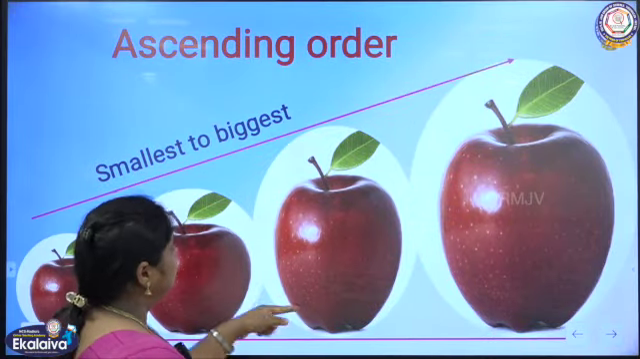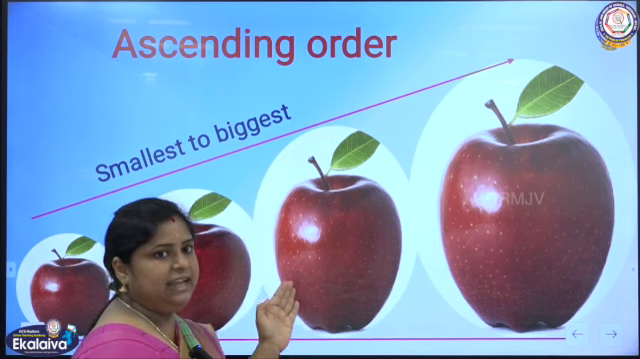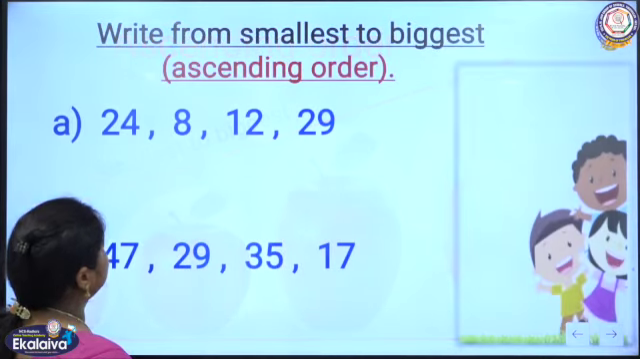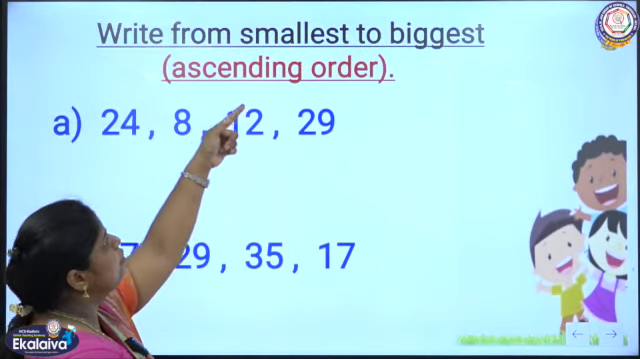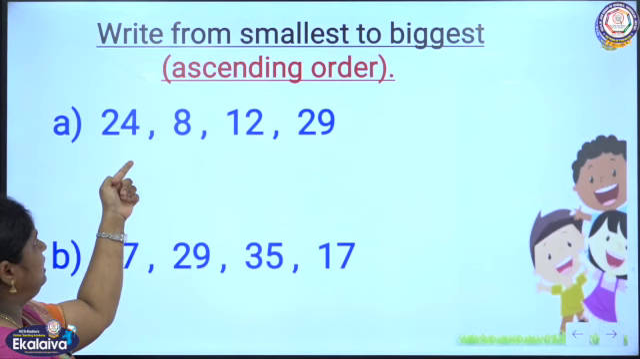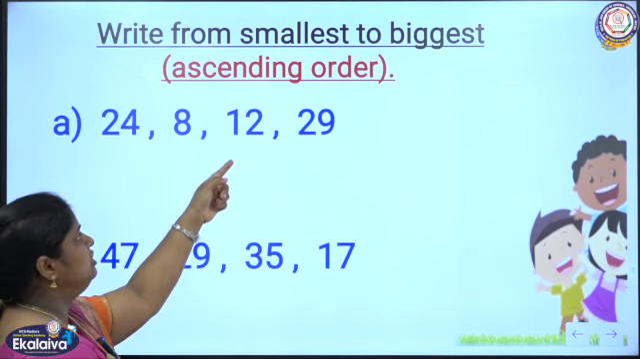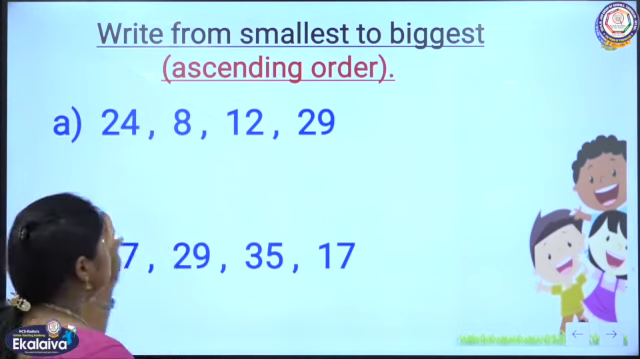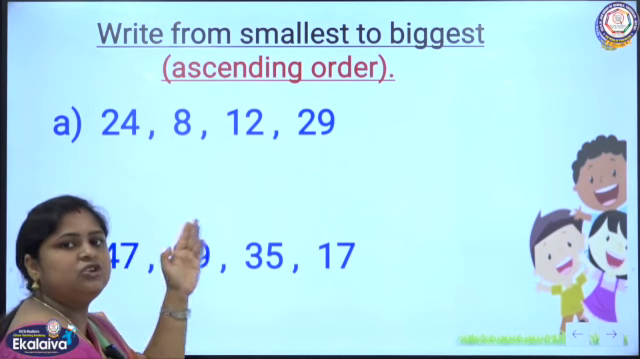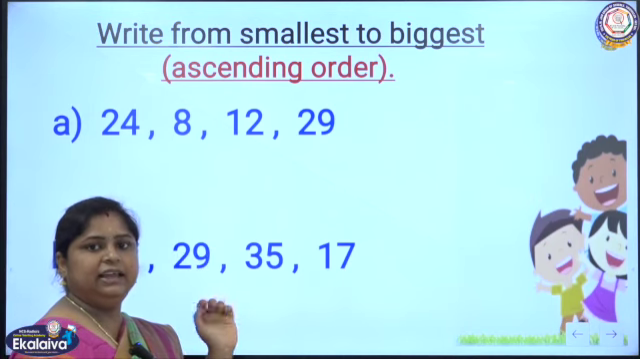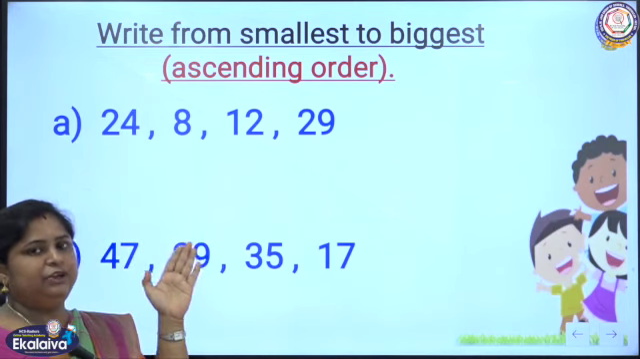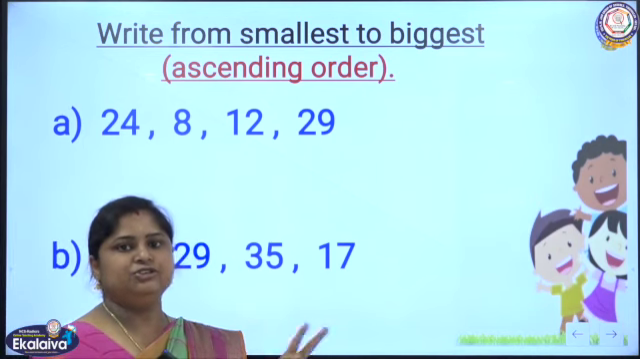Okay, now we are going to do the ascending order with numbers, from smallest to biggest. See the sum: 24, 8, 12, 29. Now we are going to arrange these numbers in ascending order. If the numbers are smaller, we can easily arrange them in order. But if the numbers are a little bigger, it will be a little confusing for you. So I am going to teach you 3 tricks.